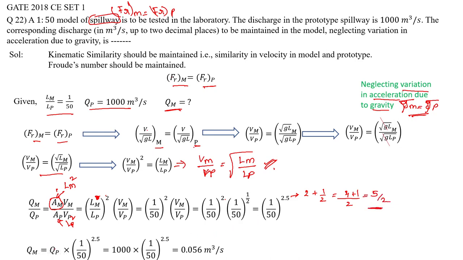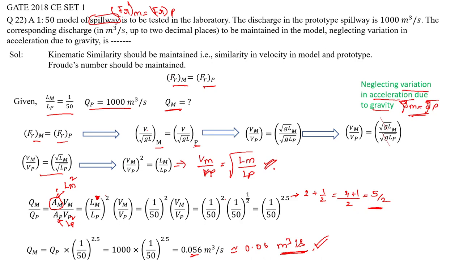So Qm equals Qp into 1 by 50 into 2.5. It will be 0.056, or if somebody wants to round up, it can be put as 0.06 meter per second. Okay, this is a very important and straightforward question. If any question comes from this dimension also, you can expect the spillway design only.